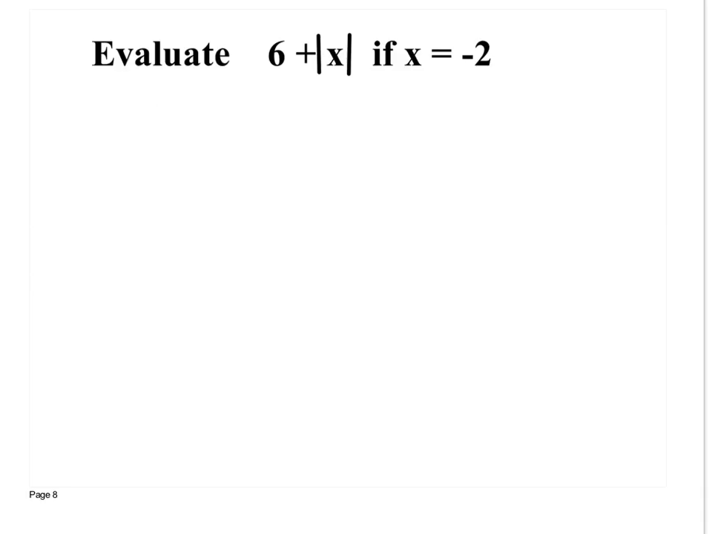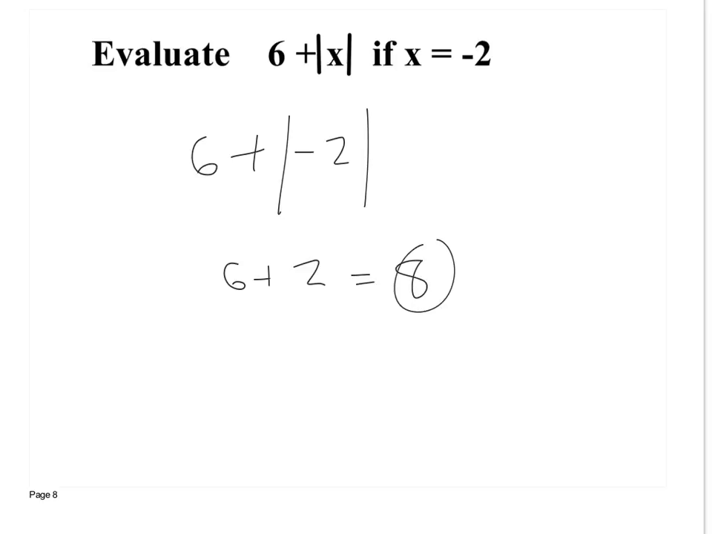This says evaluate 6 plus the absolute value of x if x is negative 2. So first thing I do is I replace x with negative 2. Then I solve it. I evaluate. I do every possible operation. What's the absolute value of negative 2? 2. So what is 6 plus 2? 8. And there's my answer. Any questions on how to do that? Pretty simple. So all I'm doing with absolute value is I'm getting rid of the negative sign. That's all I'm really doing.